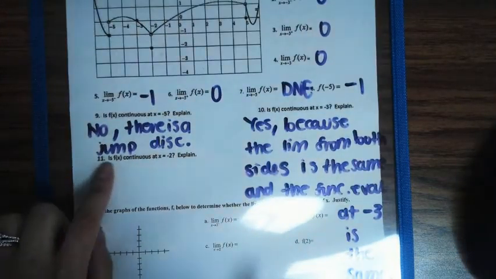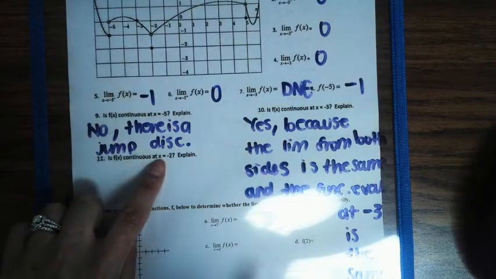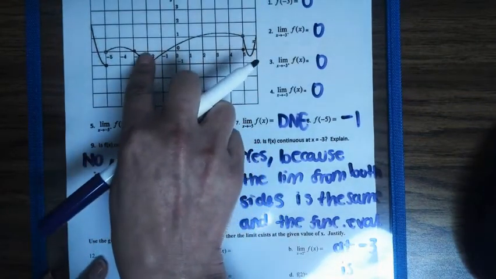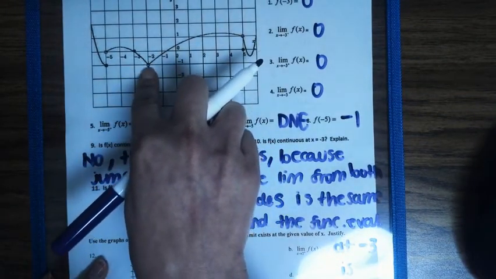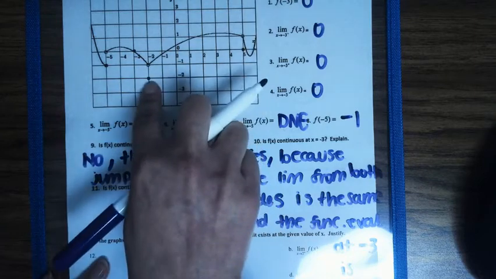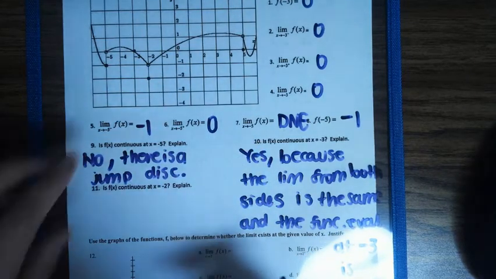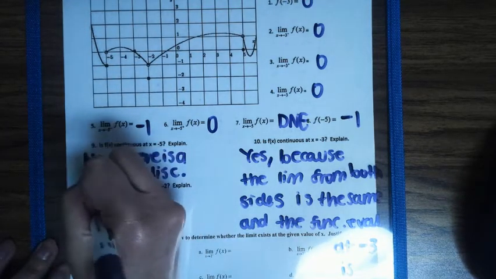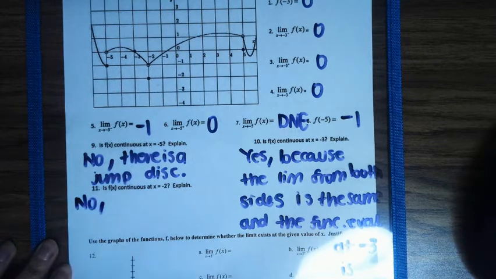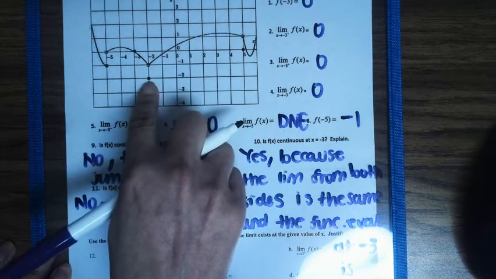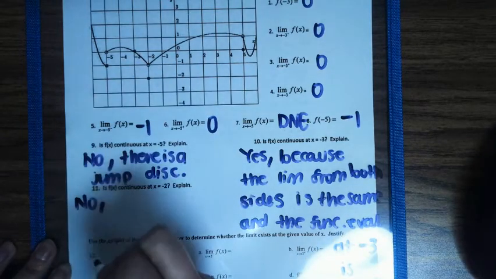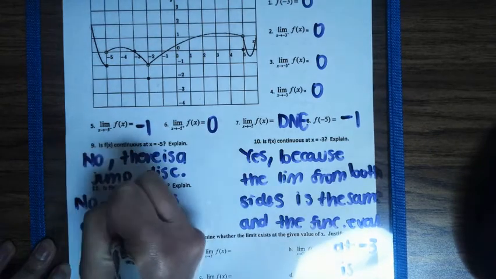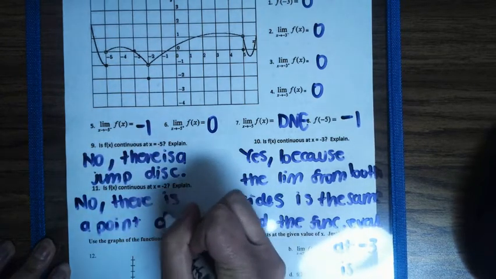Is f of x continuous at x equals negative 2? Explain. First let's look at x equals negative 2. What's happening here? There's a hole here and we have the point here. Do you think that this is continuous? What your gut is telling you, I'm sure, is no. Why not? Because this point is missing. So there is what we call a point discontinuity.